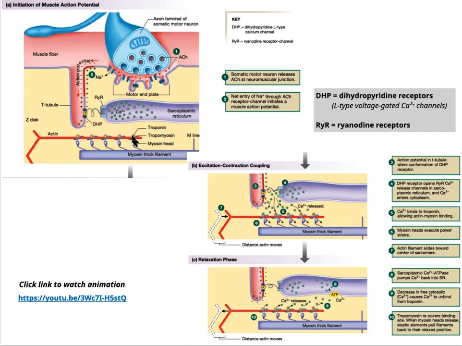then tugs on the tropomyosin and shifts it. We'll look at the detailed events later, but the shifting of the tropomyosin then allows for interaction between the actin and myosin filaments. And then the myosin filament can carry out the power stroke. Again, something we'll look at in more detail later. So this is the contraction phase, during the excitation contraction coupling.